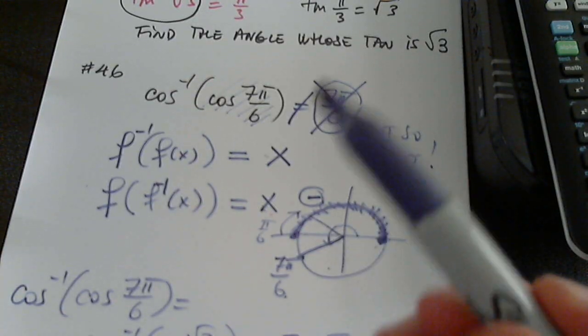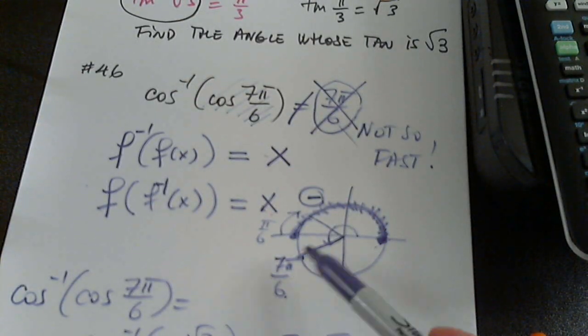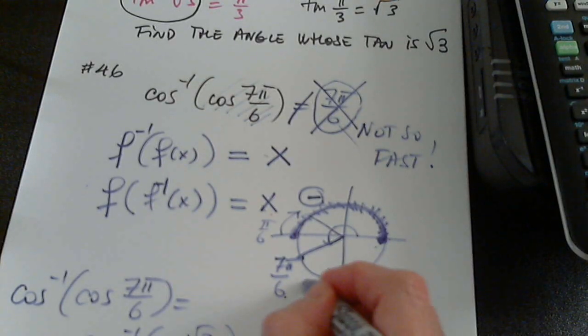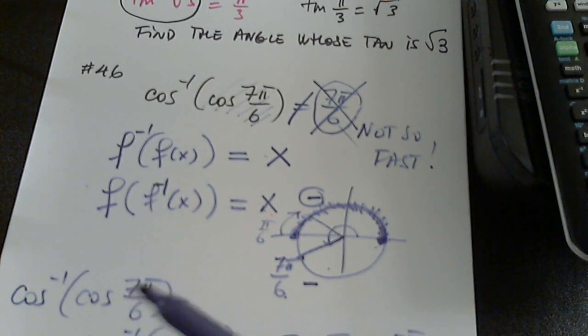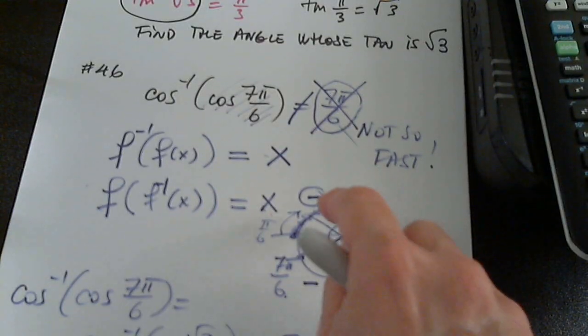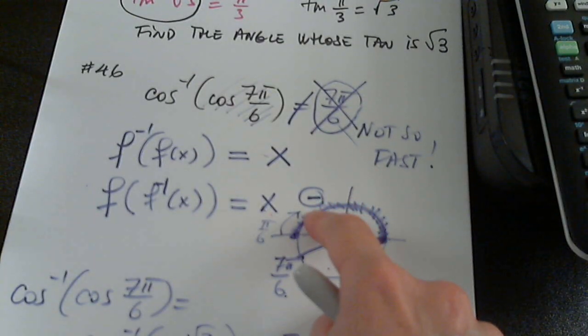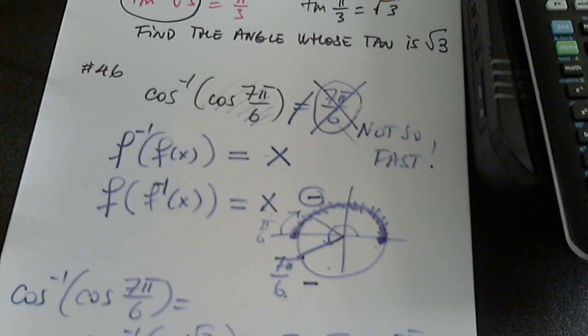I determine the cosine of 7 pi over 6, which is here, which is negative the square root of 3 over 2, because cosine is negative here in the third quadrant. And then I ask myself, which angle in the second quadrant has cosine negative the square root of 3 over 2? Well, that has to be 5 pi over 6. Can you double check this with a calculator? Very easily.